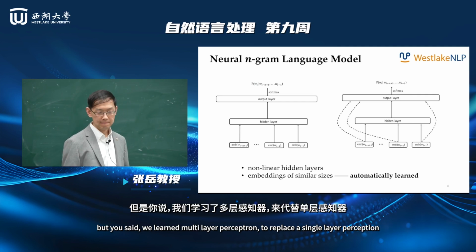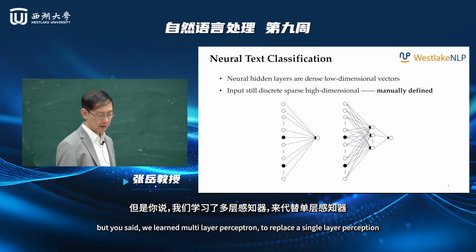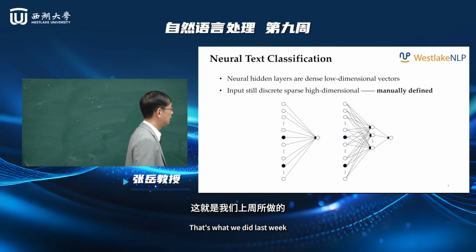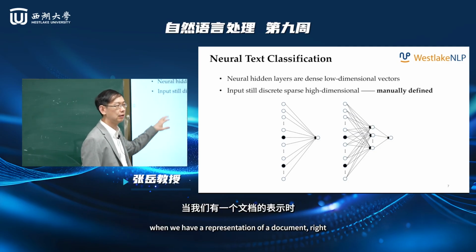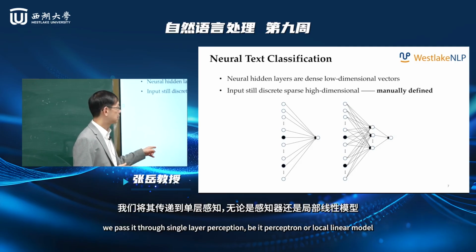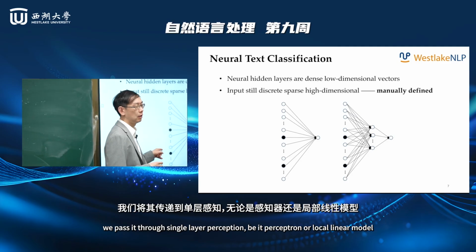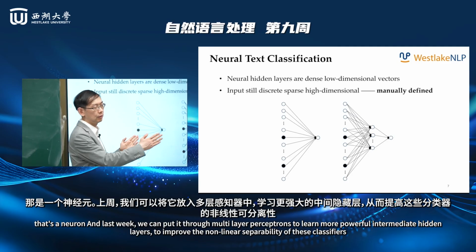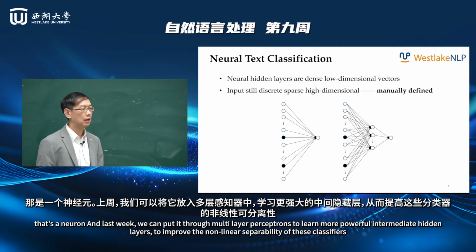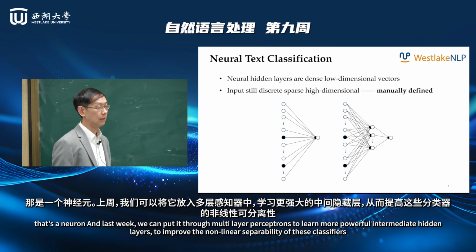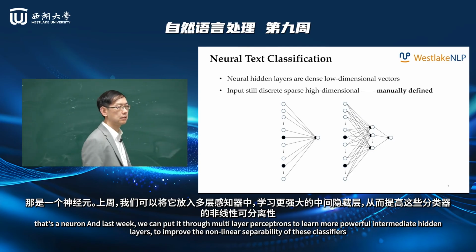But you said we learned multi-layer perceptron, right? To replace a single layer perceptron, that's what we did last week. When we have a representation of a document, we pass it through a single layer perceptron, be it perceptron or log linear model. That's a neuron. And last week, we learned we can put it through multi-layer perceptrons to learn more powerful intermediate hidden layers, to improve the nonlinear separability of these classifiers.